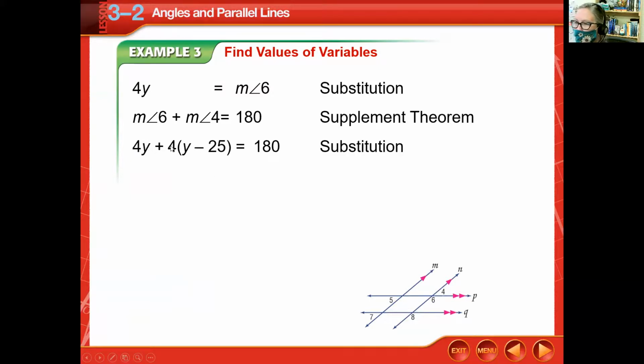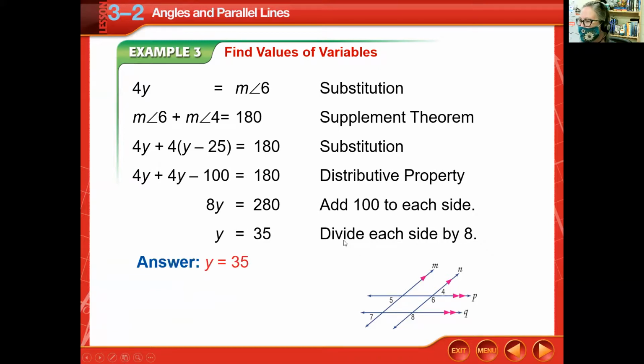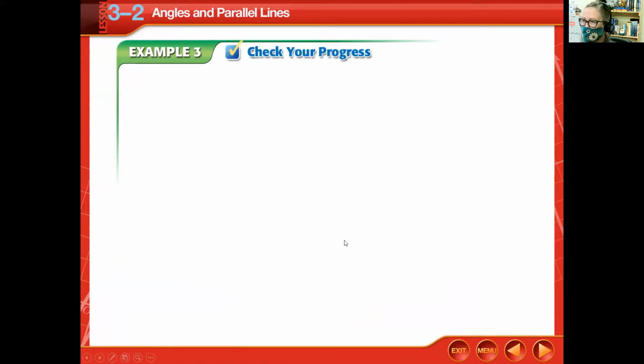And then with algebra, you end up distributing this, so you're going to get 4y minus 100 on the next step, distributive property. And then you add these two together, you get 8y minus 100. That's just called simplifying. And then they added the 100 to the other side. You could also call that adding like terms. And then you divide by 8 and you get y equals 35. And you're done.